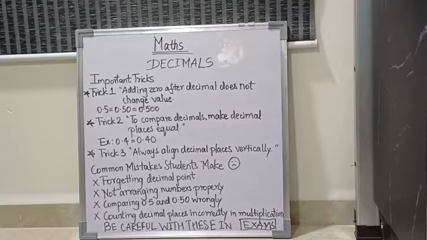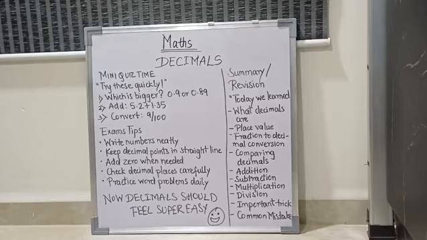Got it? So now it's time to come to a closure on the chapter decimals. There is a mini quiz for you. Try this very quickly. Which is bigger, 0.9 or 0.89? Add 5.2 plus 1.35. Convert 9 divided by 10 into a decimal. All these answers should be in the comment section.